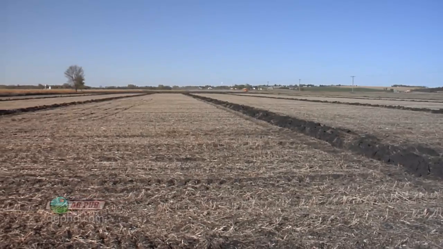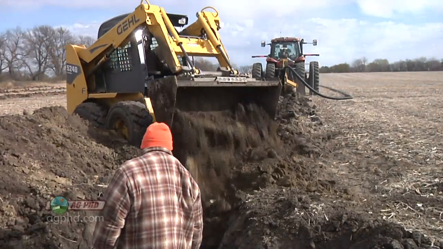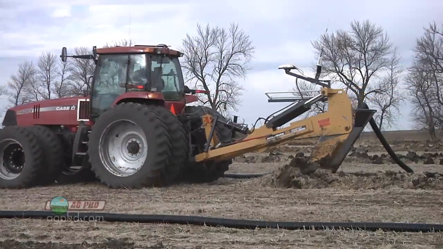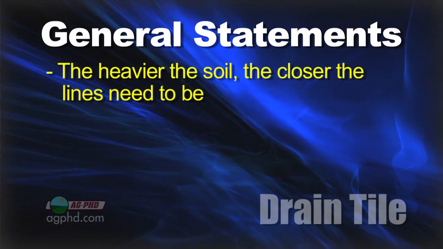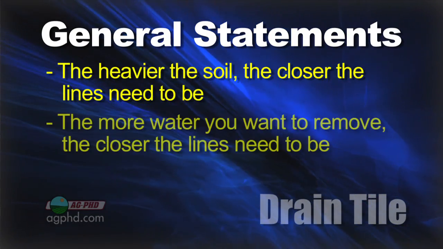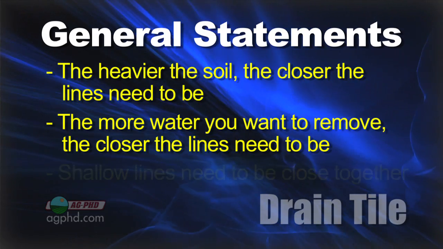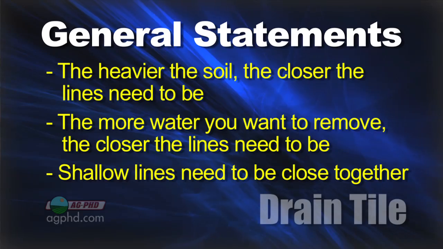Well, yeah, but that's the big question that we get: what should my spacing be on tile? How close together should those lines be? And I'll be honest with you, I don't know what that exact number is. I just know this as a general statement. The heavier your ground is, the closer together those lines need to be. The more water you want to get rid of more quickly, the closer together your lines need to be. And also, if you're going to have your lines shallow, then they have to be closer together.